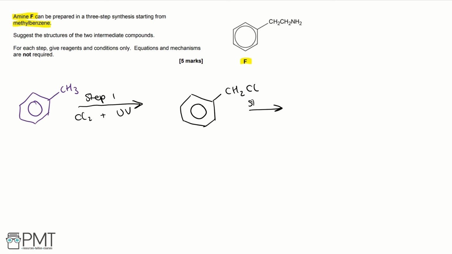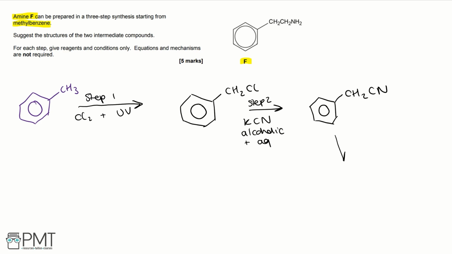Then for step 2, we're going to do KCN, or potassium cyanide. It's got to be alcoholic and it's got to be aqueous. So all of these conditions need to be met in this step. And what we're going to end up producing is we're going to replace this chlorine on the end with a CN, or a nitrile group. And this is step 2. This is our intermediate for step 2.